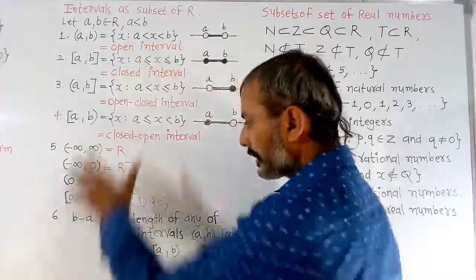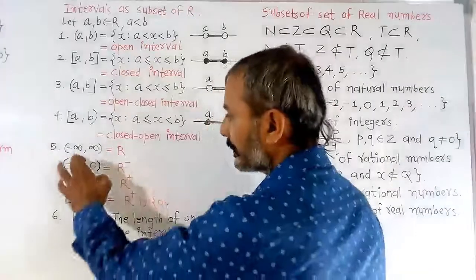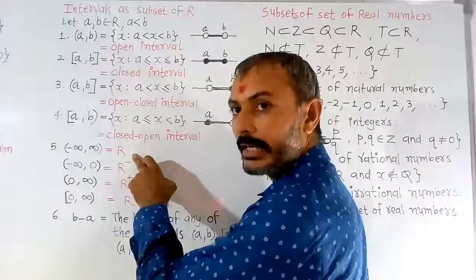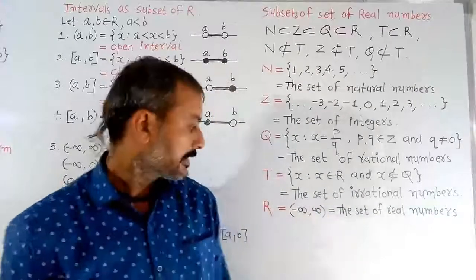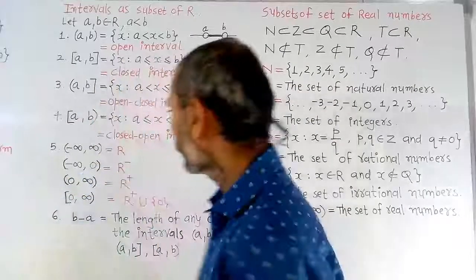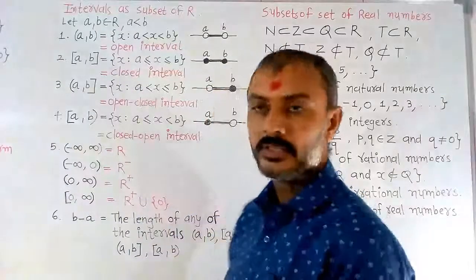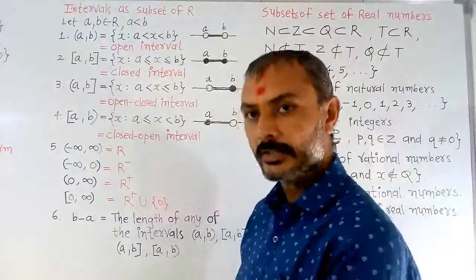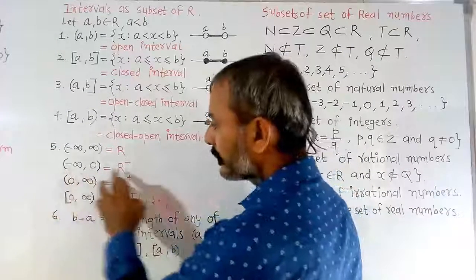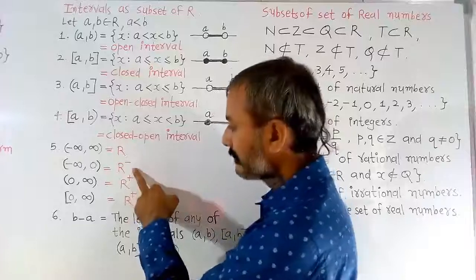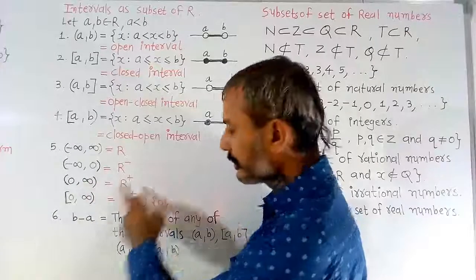These are some infinite intervals. Minus infinity to infinity is the set of real numbers, and infinity is always an open interval. When we write infinity, we have to write open interval on that side. Minus infinity to 0: negative real numbers. 0 to infinity: positive real numbers.